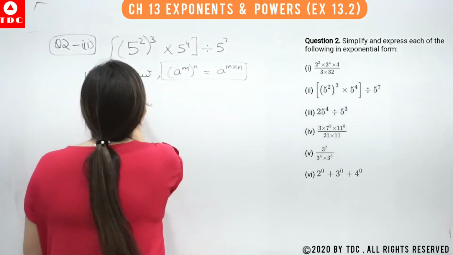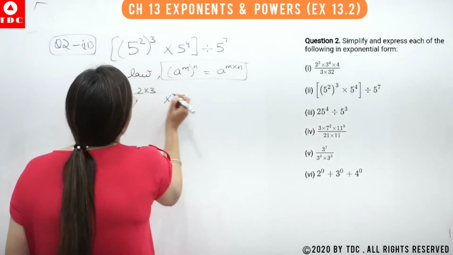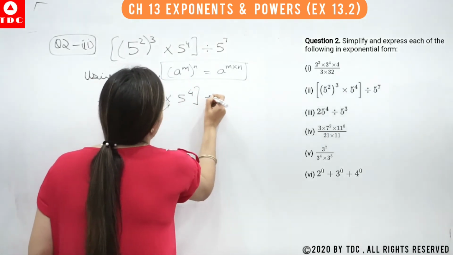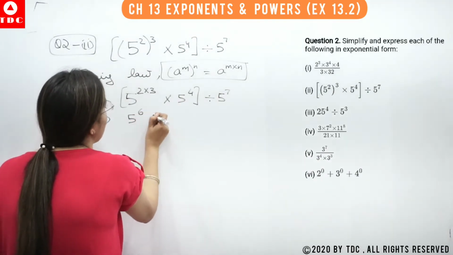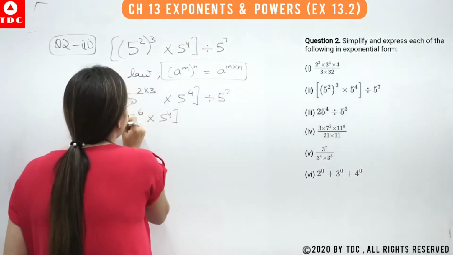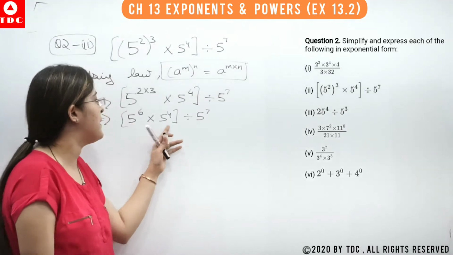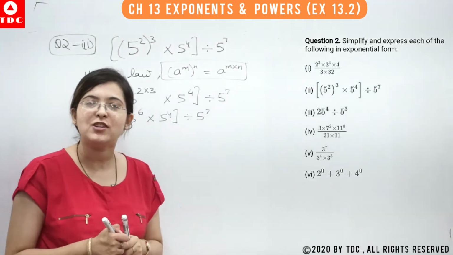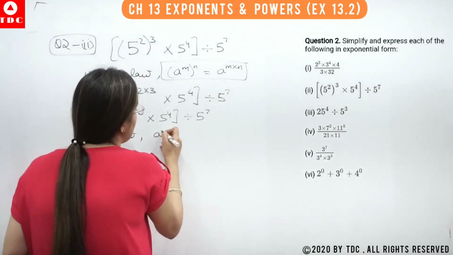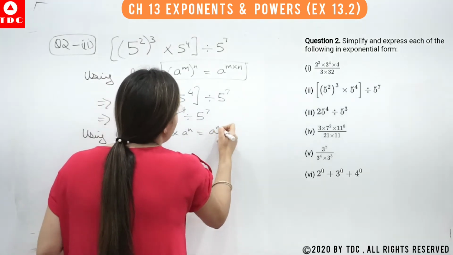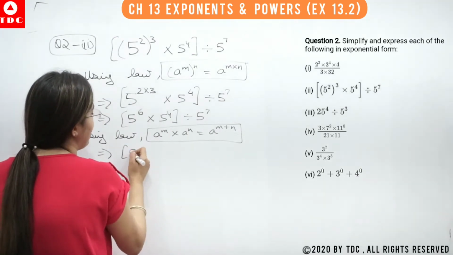So let's put it. What we will get, 5 to the power 2 into 3 into 5 to the power 4 divided by 5 to the power 7. So finally we will get 5 to the power 6 into 5 to the power 4 divided by 5 to the power 7. Now first to solve the bracket, the bases are same and there is a multiplication sign. So what law we can use? Using the law a to the power m into a to the power n will give us a to the power m plus n. Okay, what we will do here, the powers would be added.